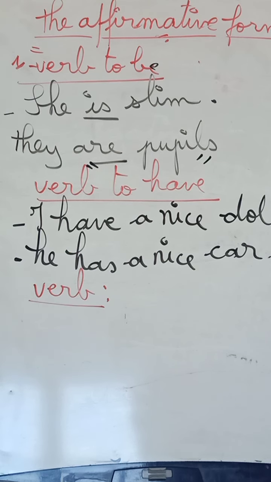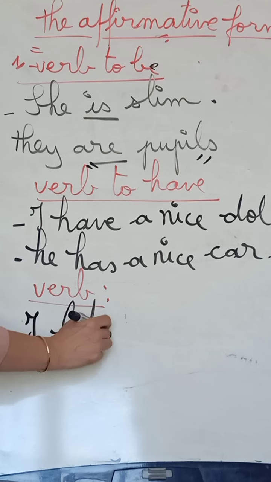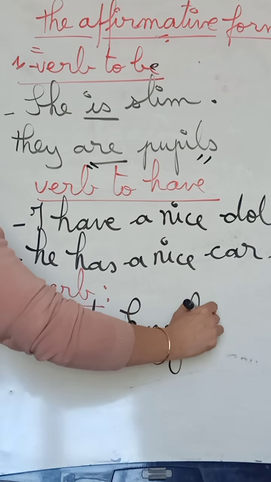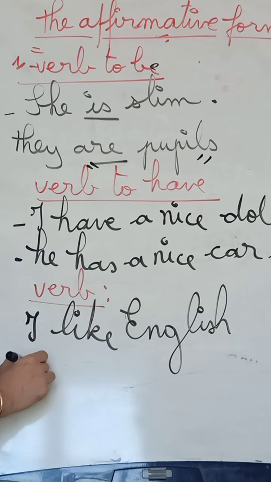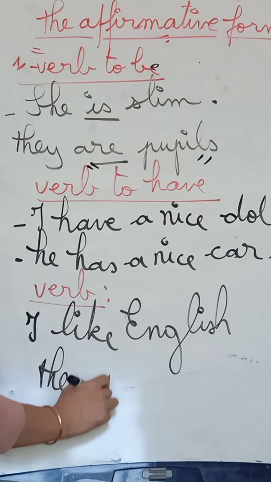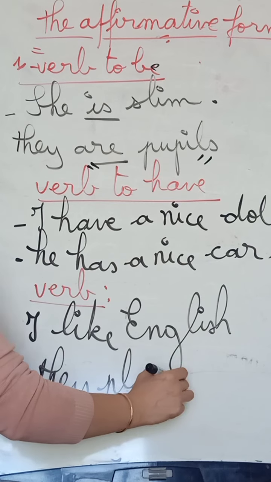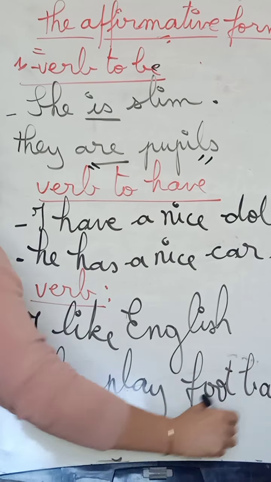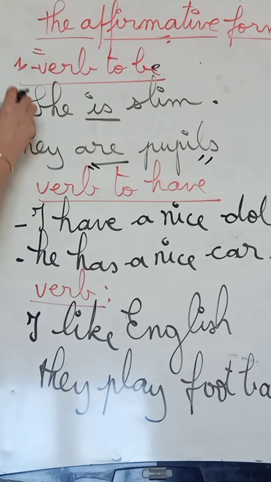here is another thing. Well, for example, I like English. They play football. Here with verb to be, with verb to have, here with the other verbs. Okay, and we are going to see how to conjugate the verbs in the present simple tense.